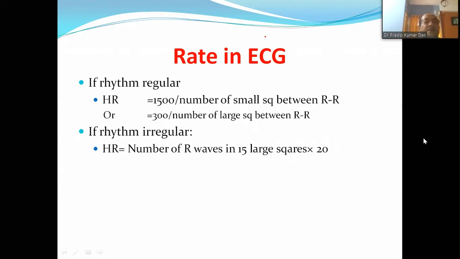And if the rhythm is irregular, the number of R waves in 15 large squares can be multiplied by 20, and we will get the heart rate.